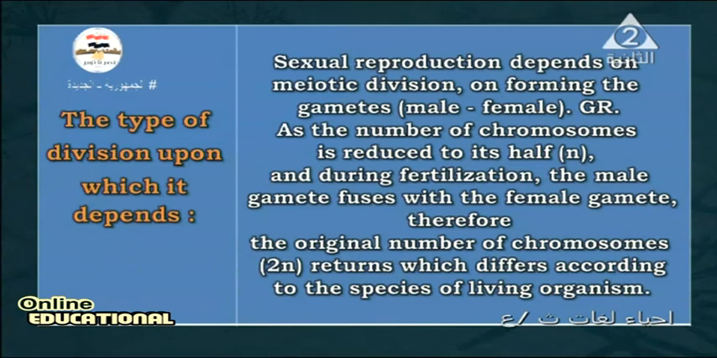Type of division upon which it depends. What is sexual reproduction? Sexual reproduction depends on meiotic division, forming gametes, male and female. The number of chromosomes produced from this reproduction is the haploid number. Haploid means half, so if the number of chromosomes is 46, it changes into 23 chromosomes. During fertilization, the male gamete fuses with the female gamete to form the full set of chromosomes.